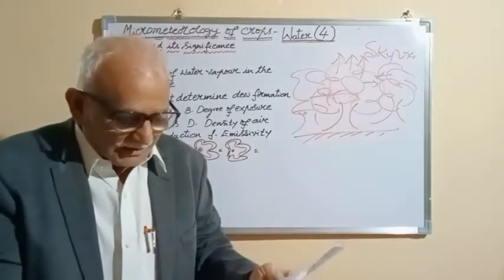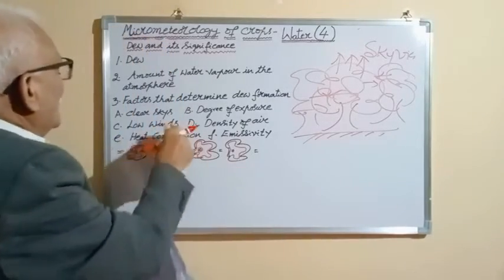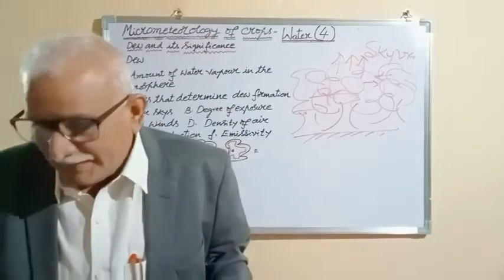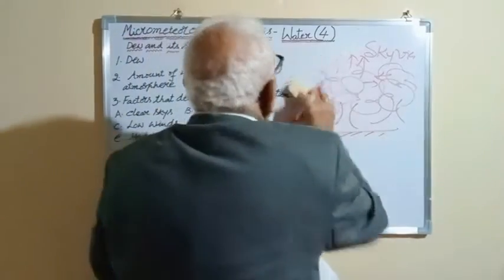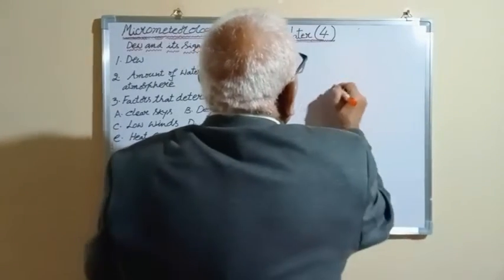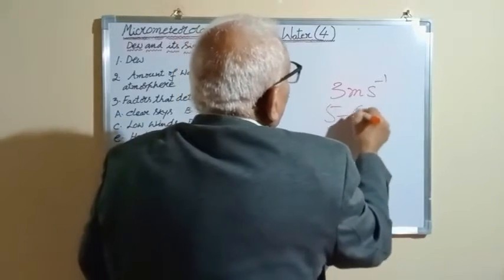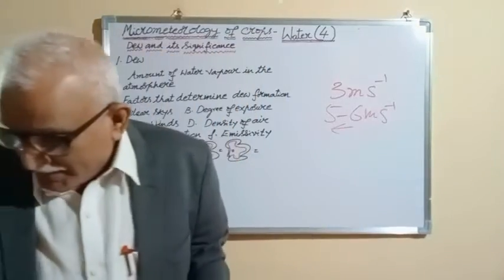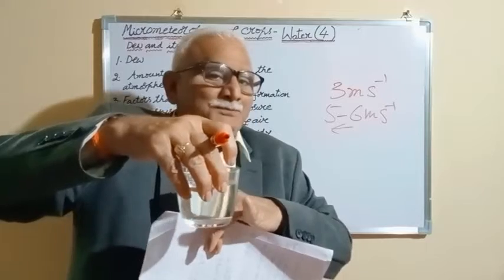As far as the third point is concerned, what is the third point? The low winds. Winds of 3 meters per second are ideal for the formation of dew. If it is 5 to 6 meters per second, what will happen? Wind speed, here the same example. See, if wind speed is less than 3 meters per second, what will happen?